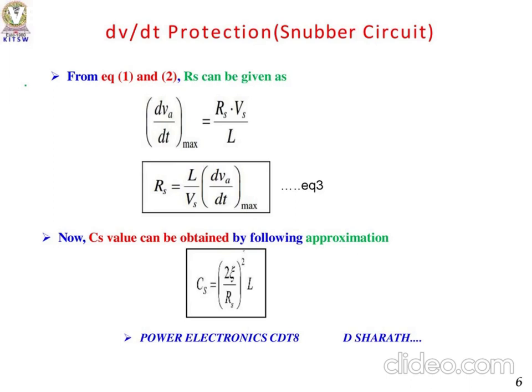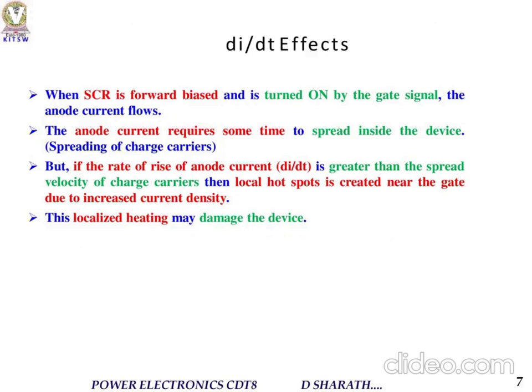This is equation 2. From equations 1 and 2, we get dV by dt max equal to Vs into Rs by L. From that, we get the Rs value. Now the Cs value is obtained by the approximation C equal to 2 zeta square by Rs whole square into L. These two are important values for dV by dt protection.